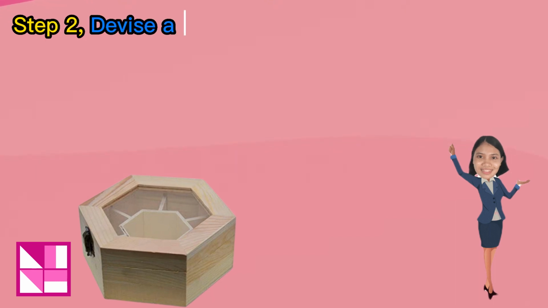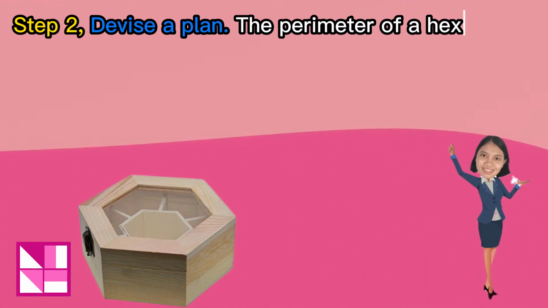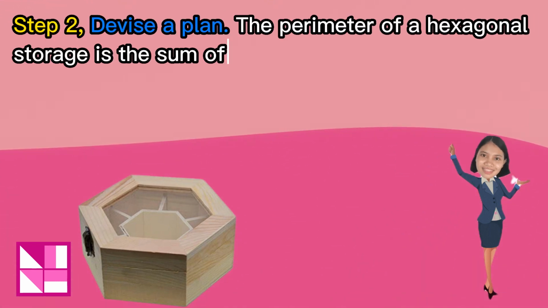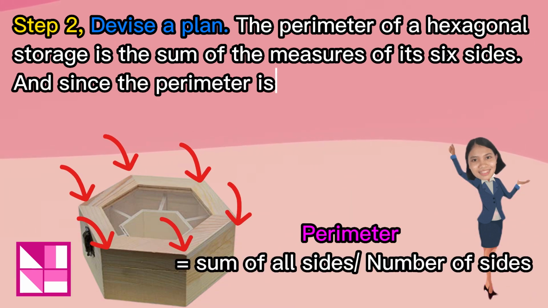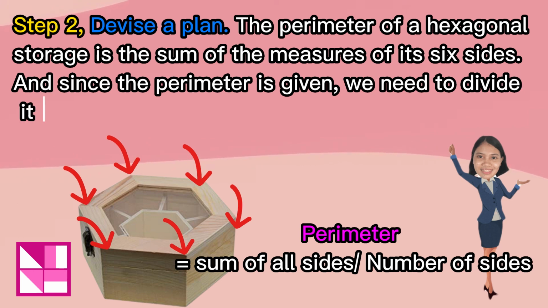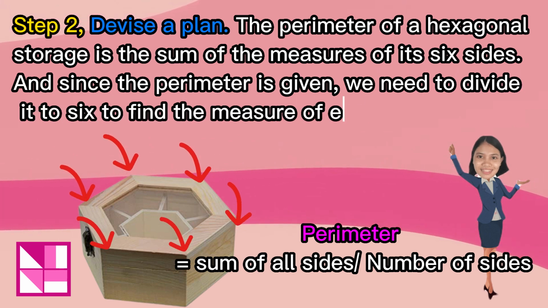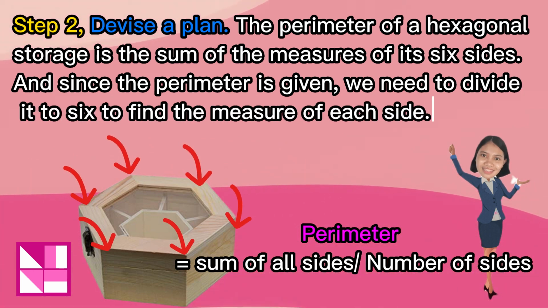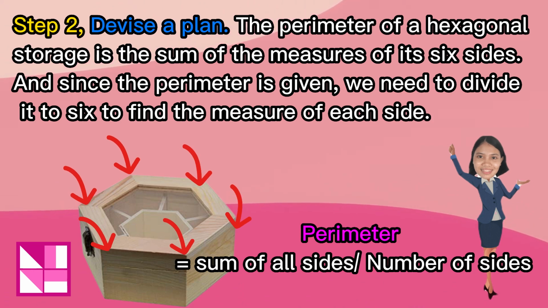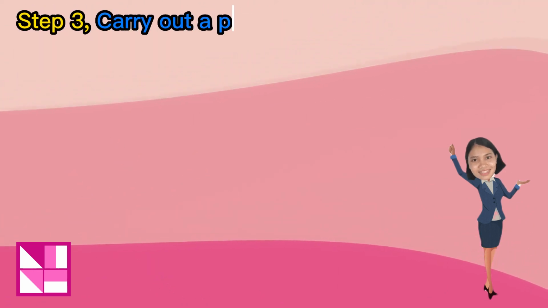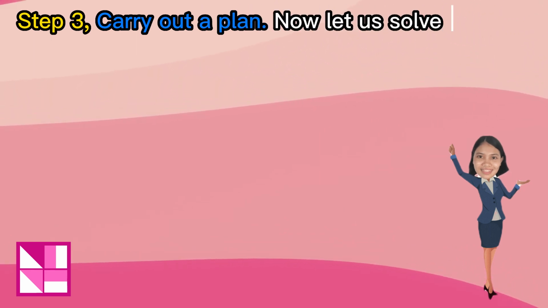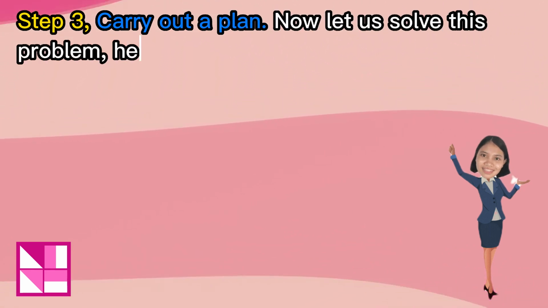Step 2. Devise a plan. The perimeter of a hexagonal storage is the sum of the measure of its 6 sides. And since the perimeter is given, we need to divide it by 6 to find the measure of each side. Step 3. Carry out the plan. Now, let us solve for this problem. Here's how.